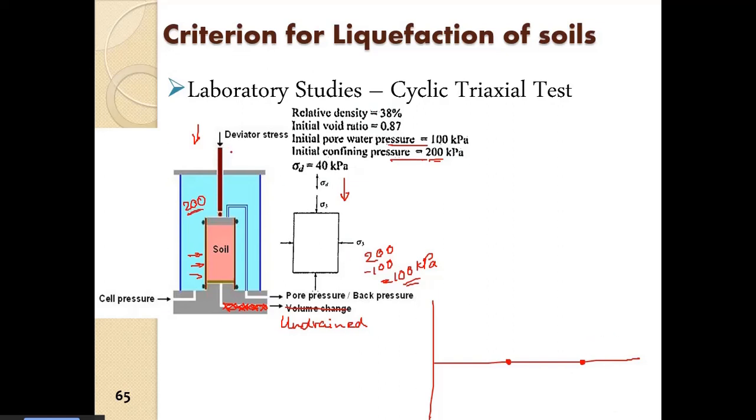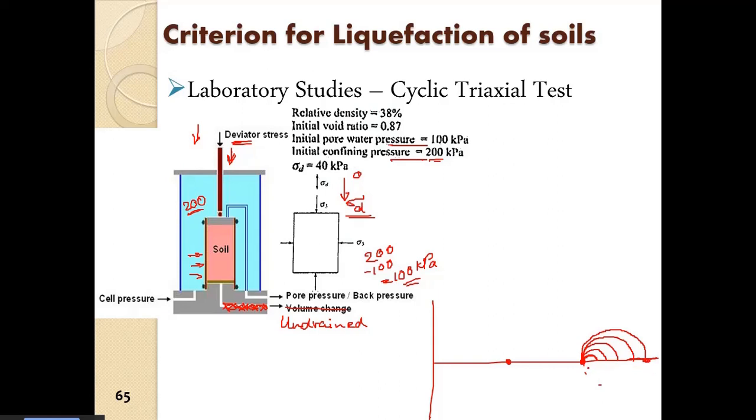And then we apply sigma d. From here, the Mohr circle will start to grow. I'm drawing the half of the Mohr circle. Obviously, it will be the other way also. So the Mohr circle will start to grow as I apply the deviator stress. Ultimately from 0 we have applied up to sigma d.